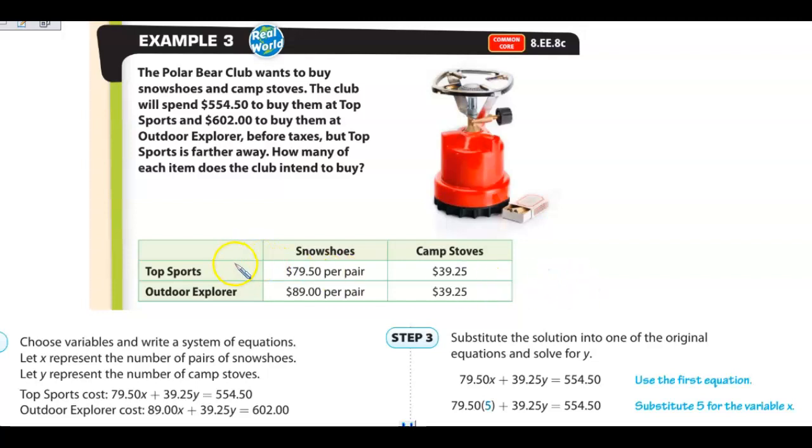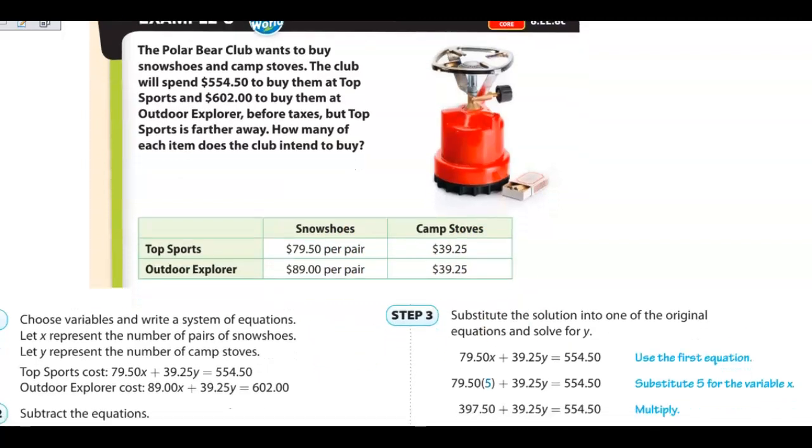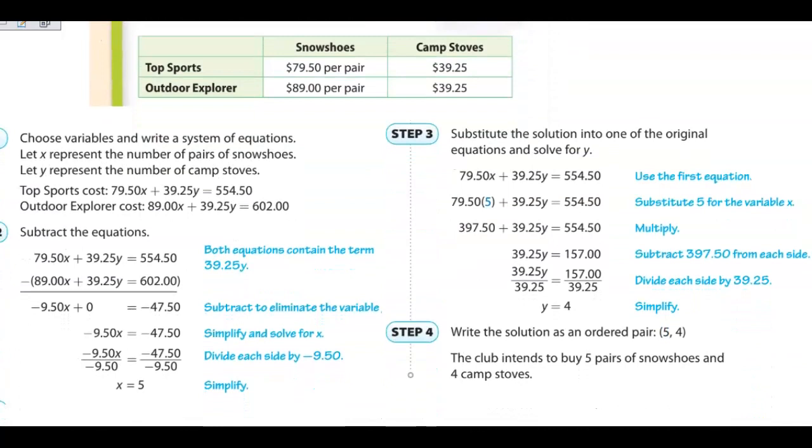And so Top Sports, here's the cost for the snowshoes. Here's the cost for the camp stoves. At Outdoor Explorer, the cost for the snowshoes and the cost for the camp stoves. We see that these two are exactly the same cost. The only difference we see is here and the distance between. Okay? So we have to determine, is it going to be worth the effort?